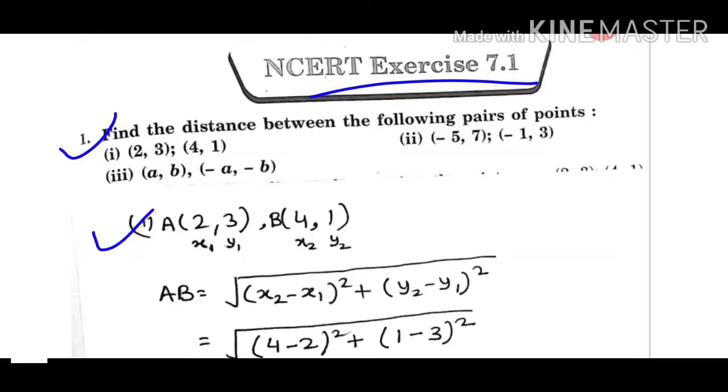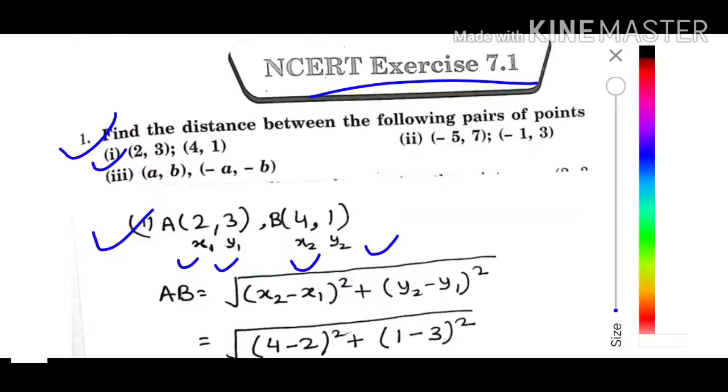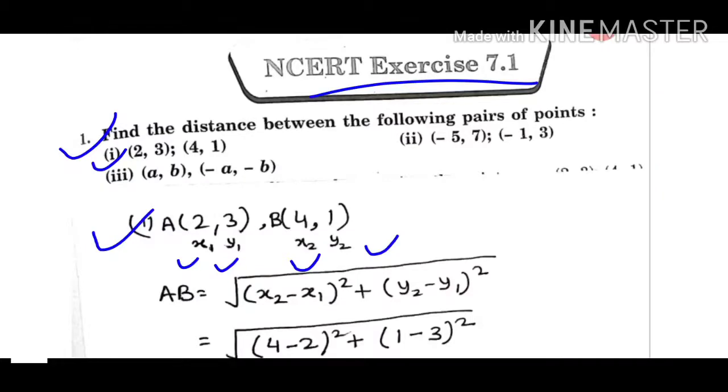In the first question the points given to you are (2, 3) and the second point is (4, 1). The point (2, 3) we write as x1, y1 and the second point (4, 1) we write as x2, y2. Now we know this formula: AB is equal to root of (x2 minus x1) whole square plus (y2 minus y1) whole square. We will put all the x1, x2, y1, y2 values in this formula. What is x2? x2 is 4, x1 is 2, y2 is 1 and y1 is 3.